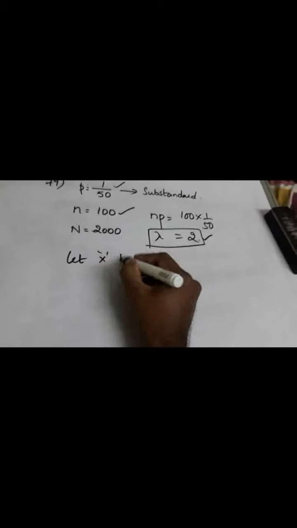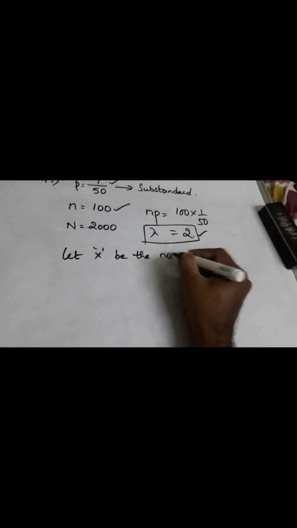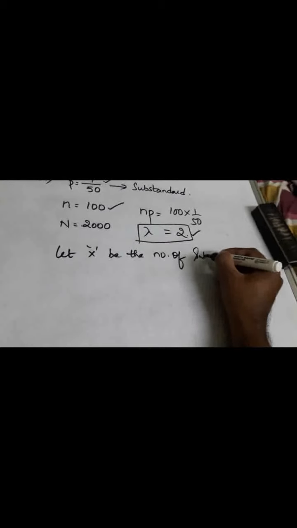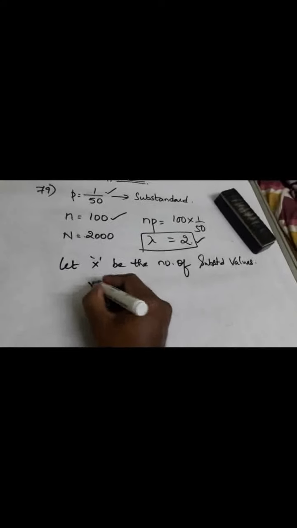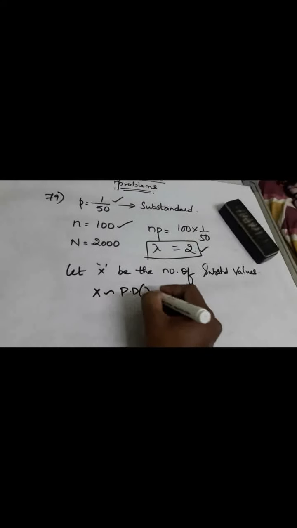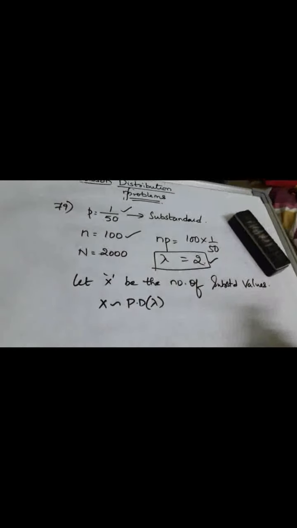Let x be the number of substandard valves manufactured. Therefore, x follows Poisson distribution. So we converted P and n together to lambda by using the Poisson distribution approximation concept, the limiting form of binomial to Poisson distribution. When P is small, n is large, np becomes lambda.